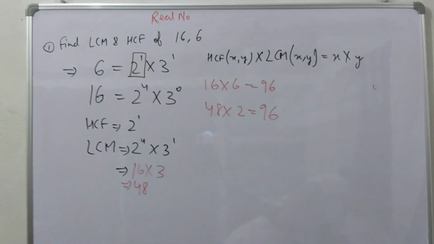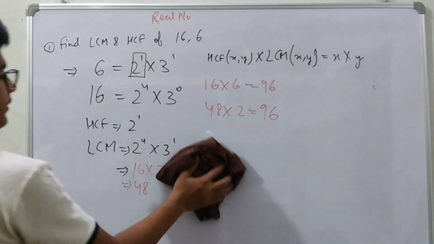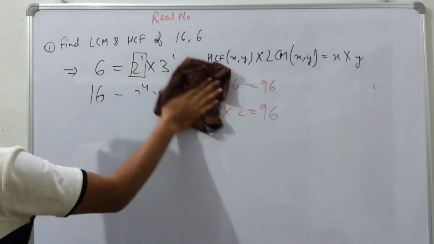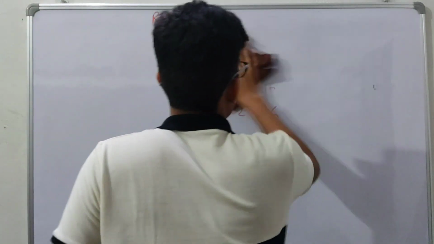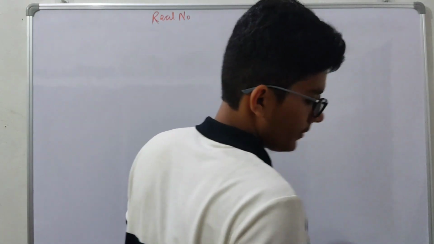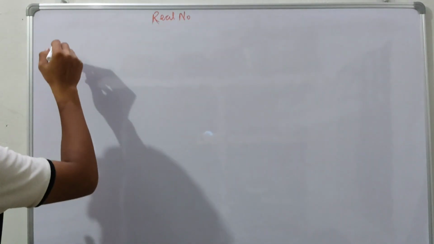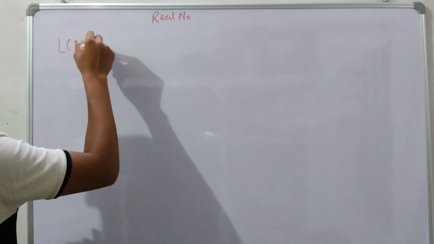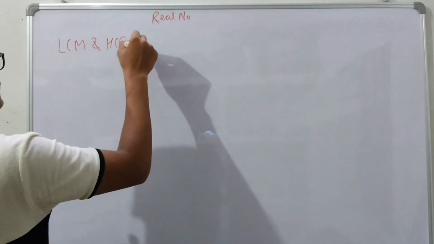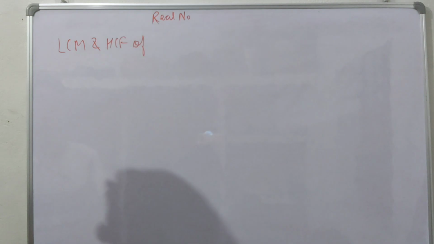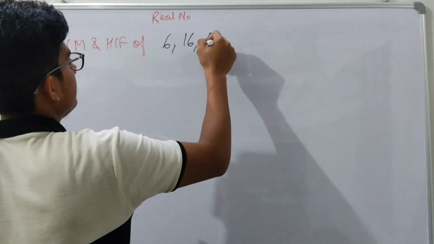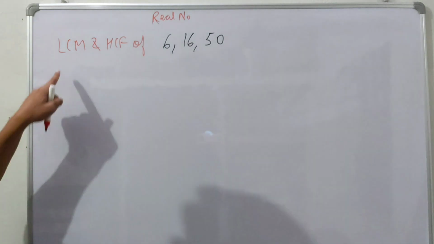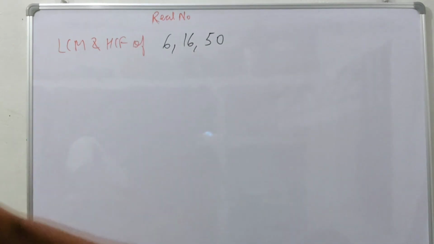Now I am going to discuss three numbers: how to find LCM and HCF of three numbers. For example, you have to find LCM and HCF of 6, 16 and 50.